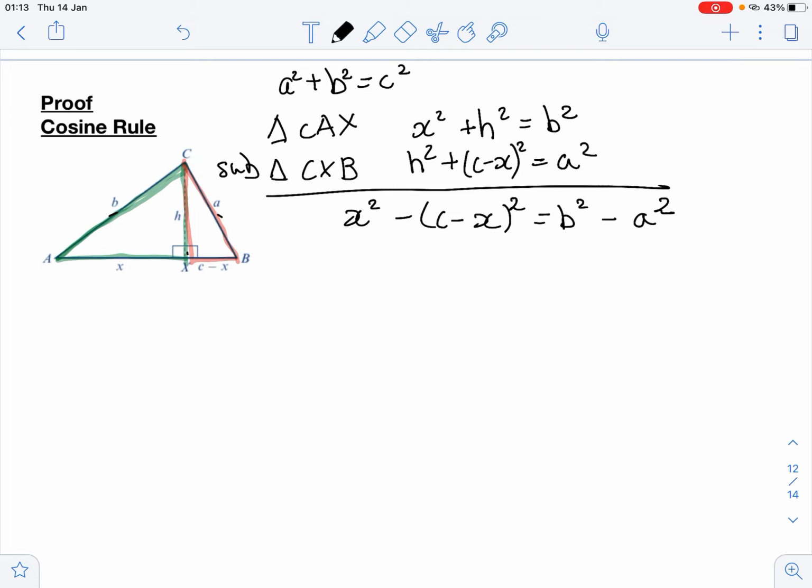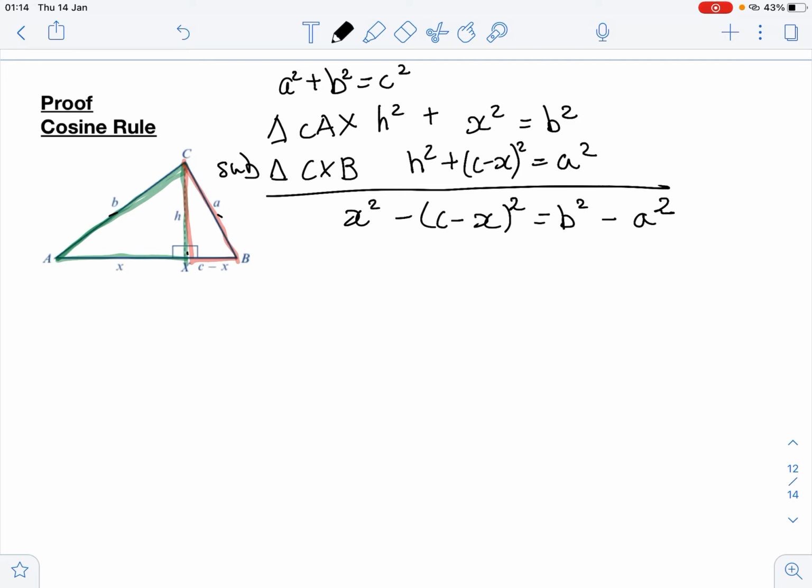It would probably be easier if I just rewrite this. So this is h squared plus x squared. So we do the subtraction: h squared minus h squared becomes 0, and we're left with x squared minus (c minus x) squared. Then at this step, we can expand our bracket and rearrange into our cosine rule.